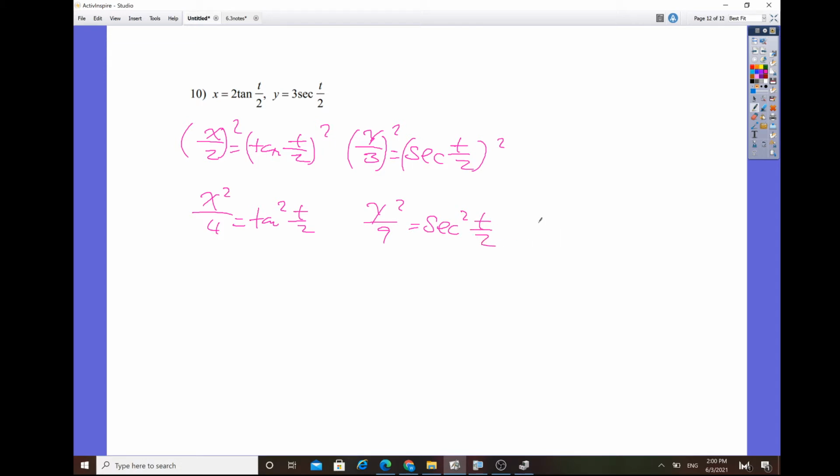And then from here, you know that secant squared minus tangent squared is 1. So y squared over 9 minus x squared over 4 equals secant squared of t over 2 minus tangent squared of t over 2, which turns out to be 1, the Pythagorean identity. So this one is just going back to the hyperbola, conic sections.